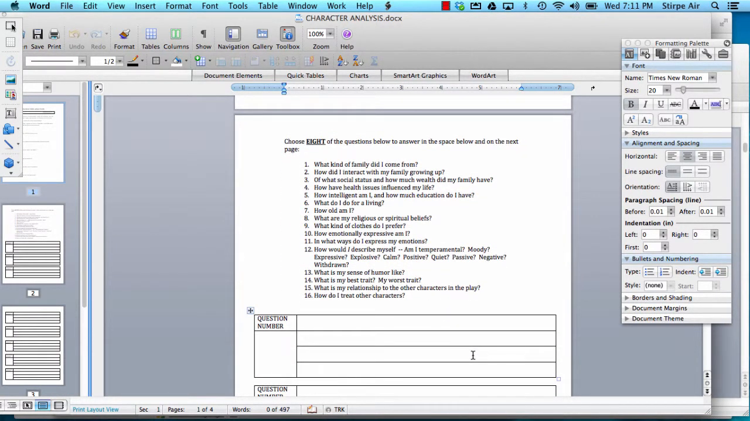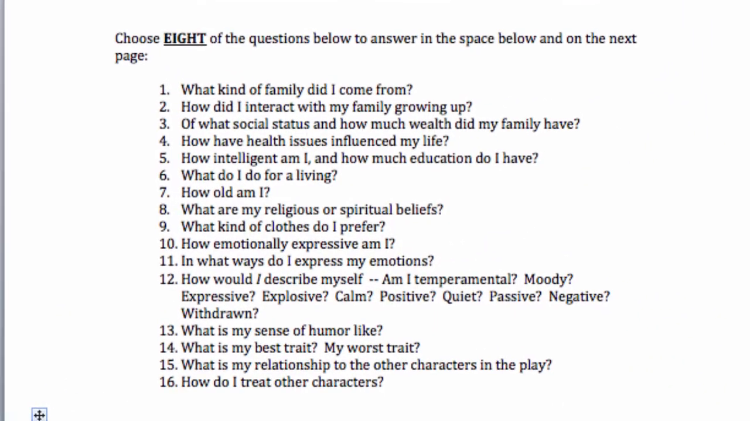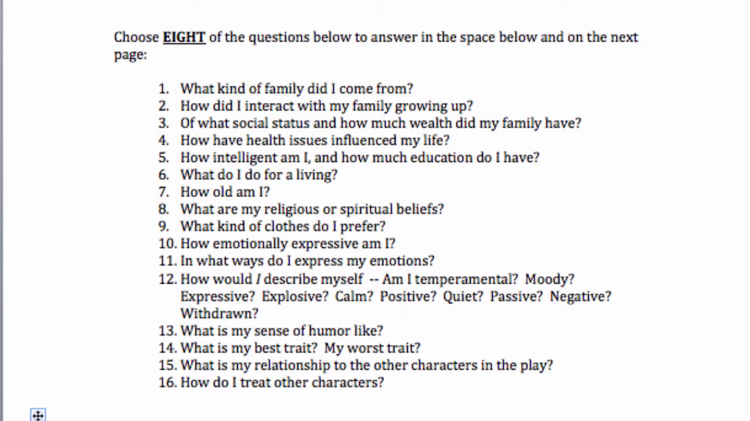You should always try to answer those 7 questions, but there are other questions you might consider too. For my character analysis, I give you a list of 16 questions, and I ask you to choose 8 of the questions to answer, and I give you space to answer those questions over 2 pages. So here are the 16 questions I think you should ask yourself. What kind of family did you come from? How did you interact with your family growing up? Again, you're answering all of these questions from the perspective of your character, and you always want to use the word I. So you would say, I had a great family growing up, and stuff like that.